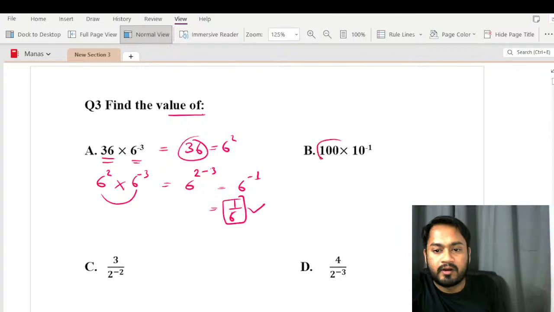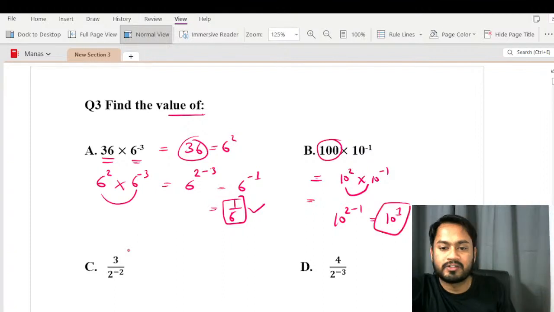Now this one, 100 you can write it as 10 raised to power 2 multiply by 10 raised to power minus 1. Okay, so base is same, power again will be added. So 10, 2 minus 1. So this will become 10 raised to power 1. Clear? So this is how you need to solve this type of questions.